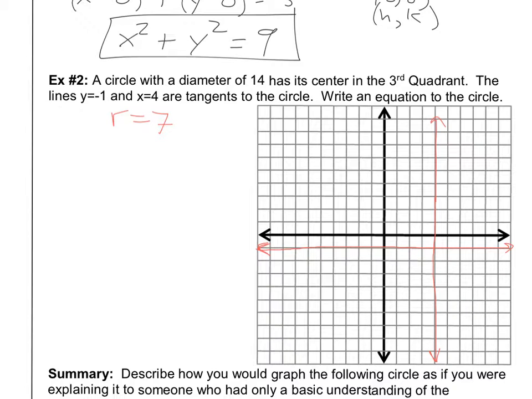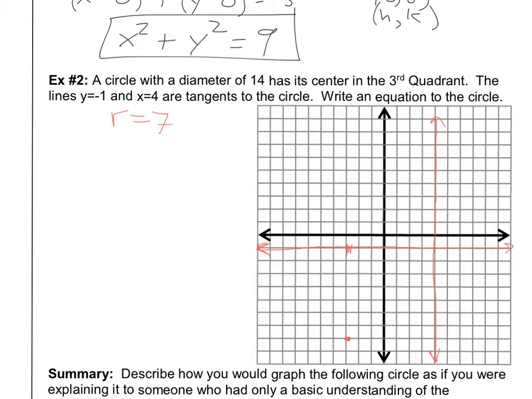So let's just kind of do that here. We go 1, 2, 3, 4, 5, 6, 7. So it's back where x equals -3. Just kind of marking that. And I'm going to go down from there. I'm going to go down 7. So we go 1, 2, 3, 4, 5, 6, 7. Okay, let's mark that.